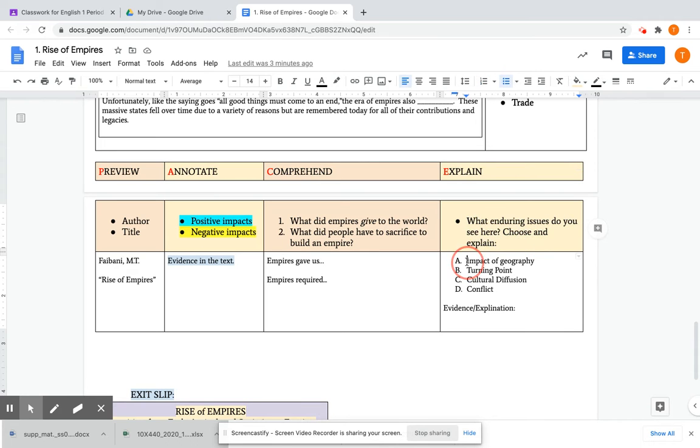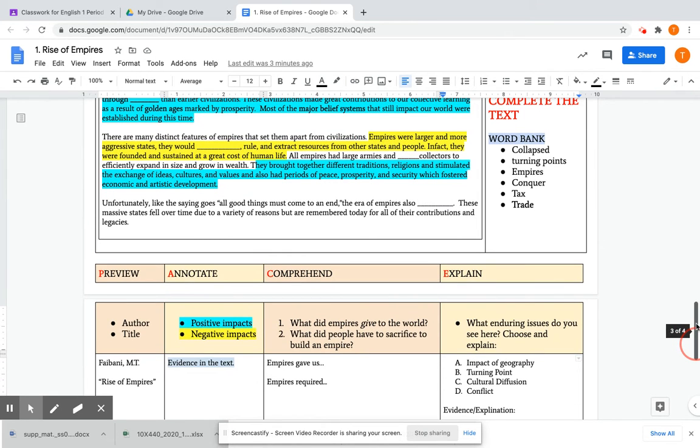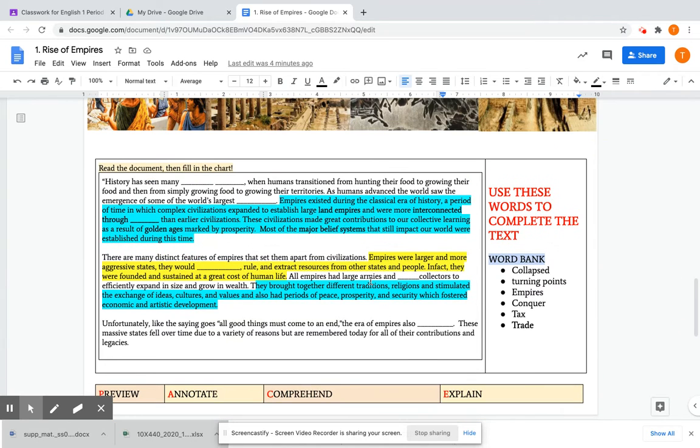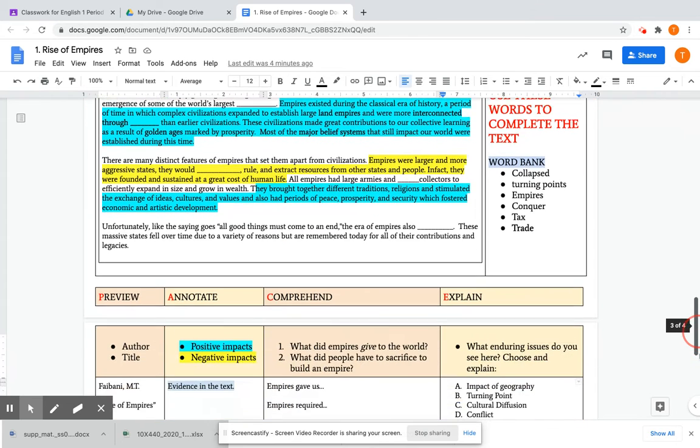You're going to choose one by highlighting it, and then you're going to support your claim by providing evidence or an explanation of why you chose that enduring issue. So if I say, hey, this passage shows me an impact of geography, I'm going to highlight that, and then I'm going to explain why by showing evidence from the passage. And I can just copy and paste that evidence and put it down there.